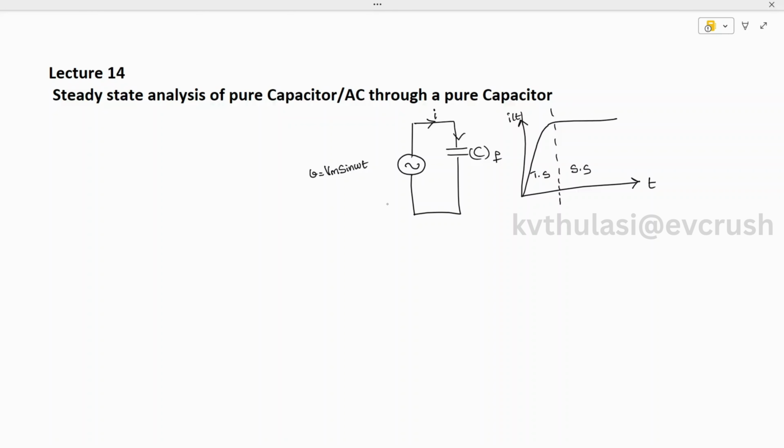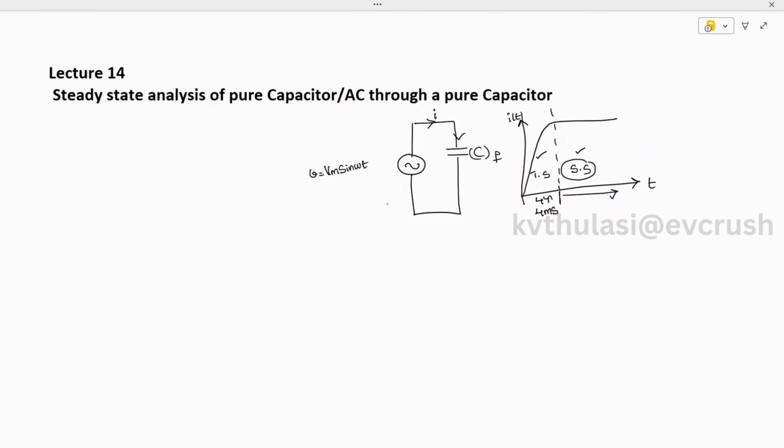Why? Because transients are available only for a lesser time, about 4 tau. So if you take tau equal to 0.1, it is available only for 4 milliseconds, and after 4 milliseconds the capacitor has been fully charged. This is the behavior of the capacitor in terms of transient time as well as steady state time. Now let's try to derive the relation for it.